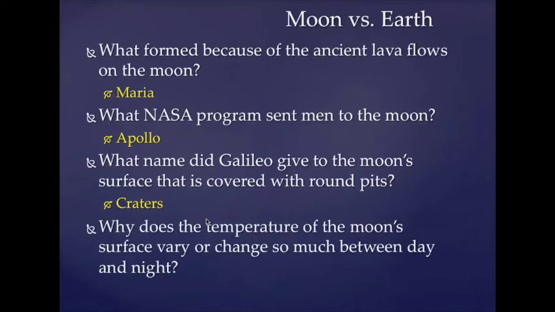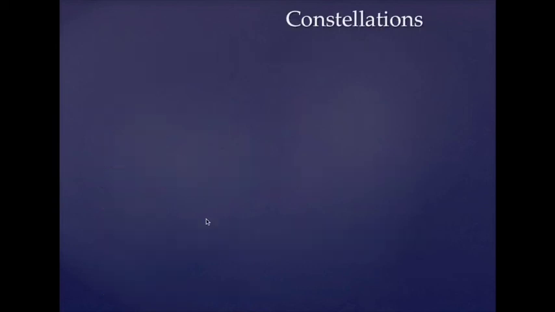Why does the temperature of the moon's surface change so much between day and night? It's extremely warm during the day and extremely cold at night. It's because the moon has no atmosphere. An atmosphere can be looked at as an invisible blanket that helps to hold in heat, and the moon is lacking that.